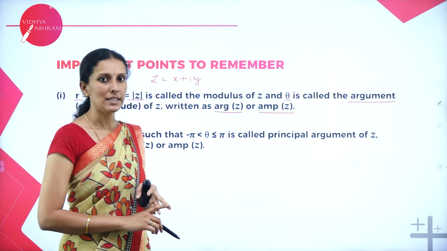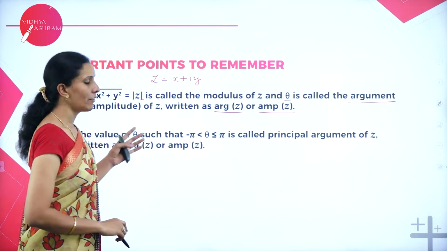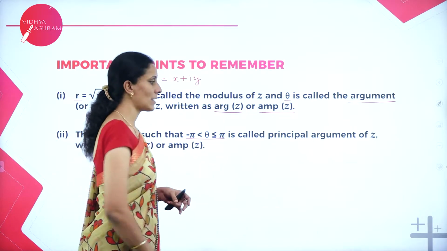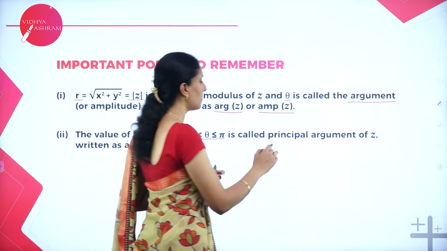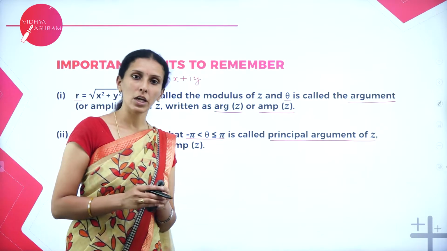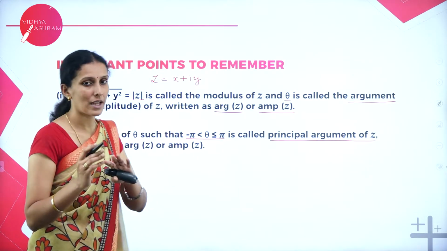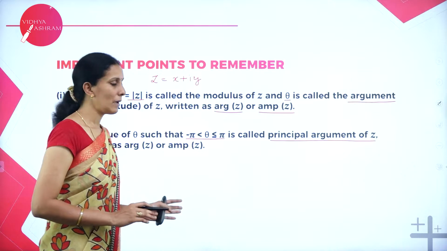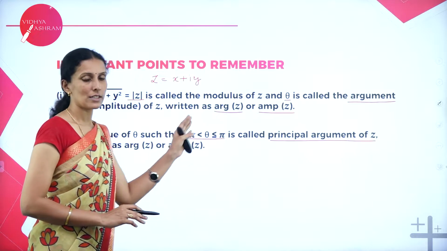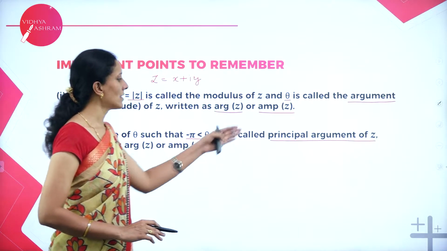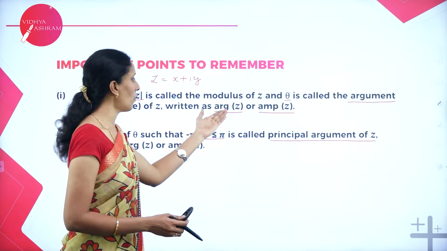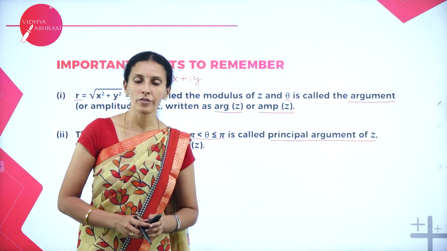Next, to find the value of theta: if theta lies between minus pi to plus pi, it is called the principal argument of z. As you have studied in trigonometric equations, the principal solution lies from 0 to 2 pi. In the same way here, whenever theta lies between 180 to minus 180, that is pi to minus pi, it is called the principal argument of z, and it is written in the form arg of z or amp of z.